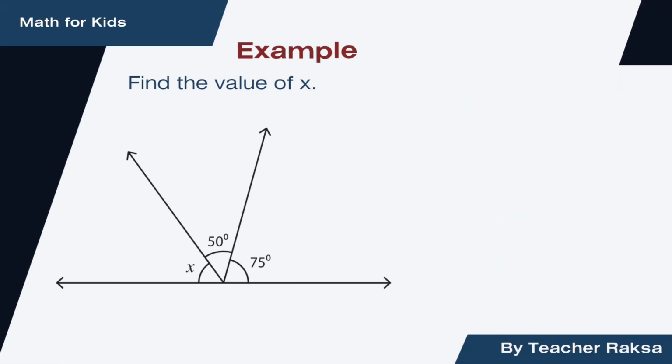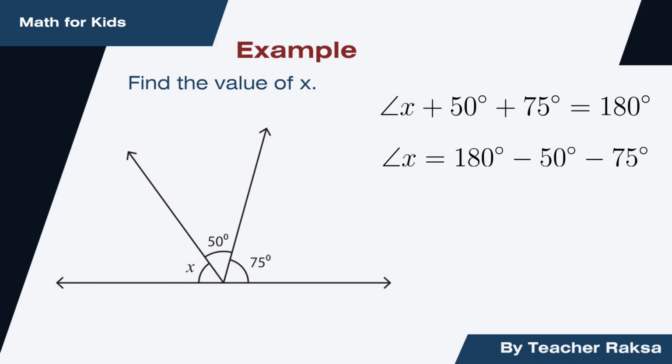Now let's apply this to a real problem. We're given two angles, 50 degrees and 75 degrees, and we're asked to find the unknown angle x. According to the angle on a line rule, x plus 50 degrees plus 75 degrees equals 180 degrees.